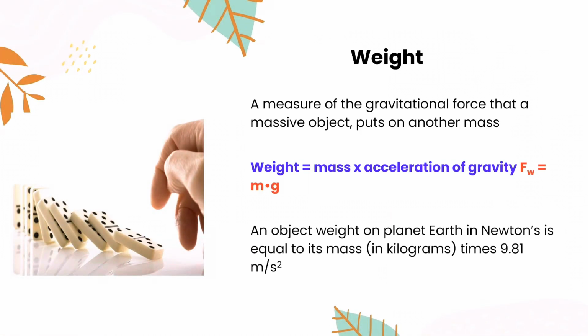We can move to weight. Weight is a measure of the gravitational force that a massive object puts on another mass. The equation is force equal to mg, or weight equals mass times acceleration. An object's weight on planet Earth in Newton is equal to its mass in kilograms times 9.81 meter per second square. Thank you.